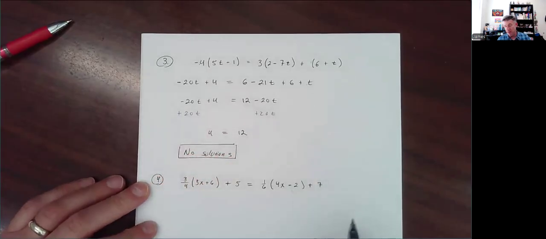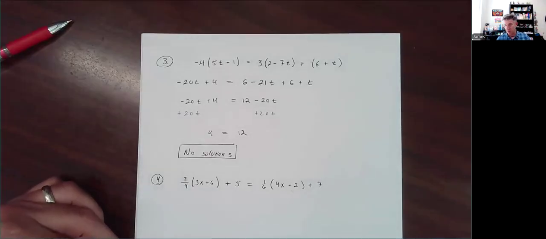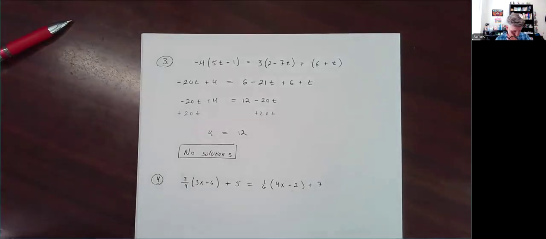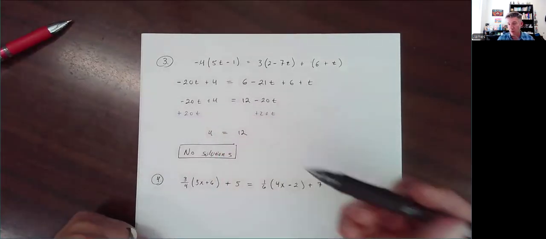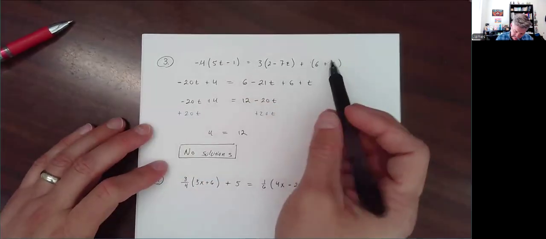On the other hand, if I would have got to something like 0 equals 0 or 6 equals 6 or 5 equals 5, it means every choice of t is a solution. So then every real number is a solution. We can actually even check further if you want. If you plug in a real number for t, say t equal to 2, you'll see that this equation isn't true. In fact, let's do it.